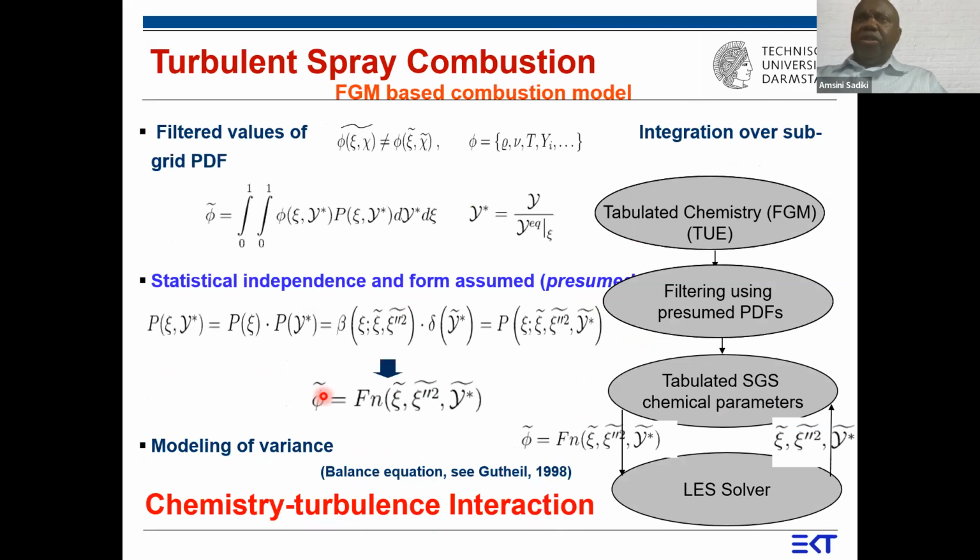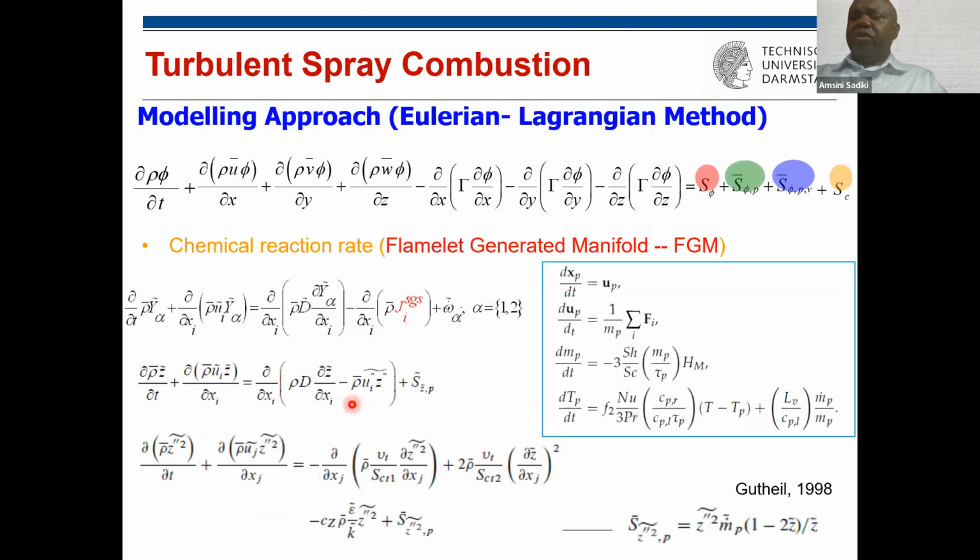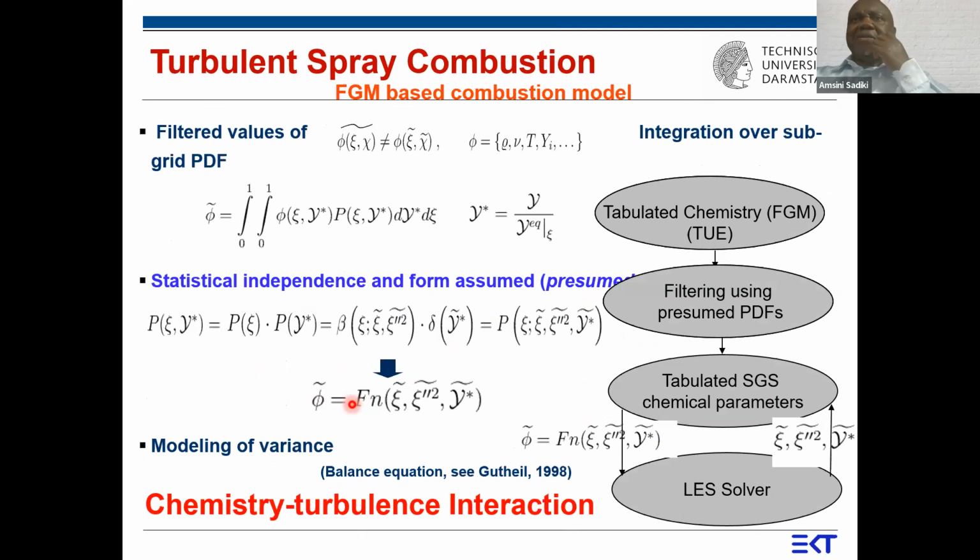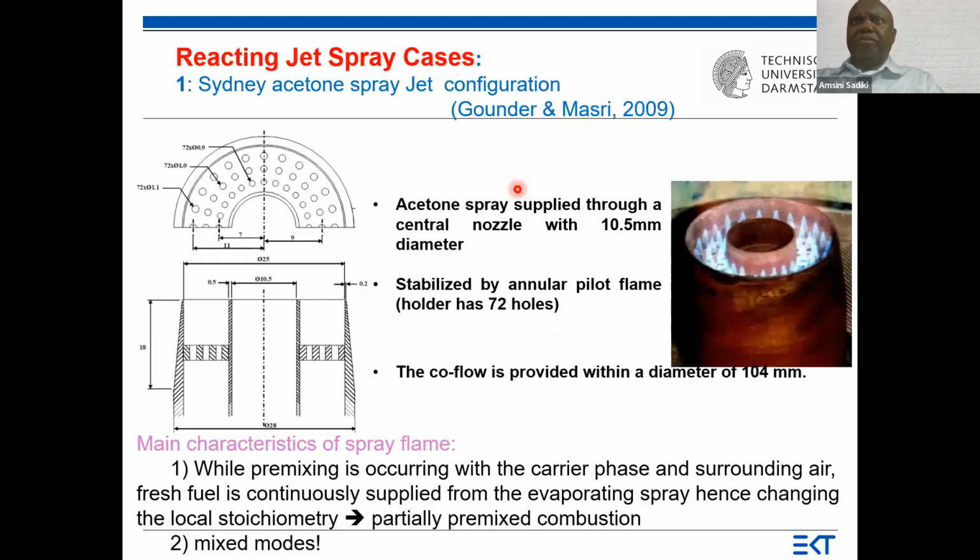If we assume, as we said here, that we have a presumed PDF, then we have this modeling of variance. And we account for the chemistry turbulence interaction by means of this presumed PDF. We have explained all these things previously.